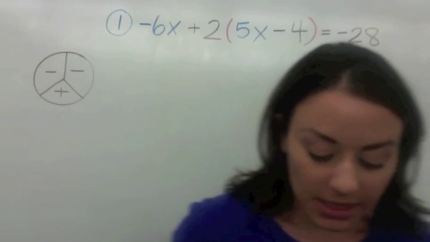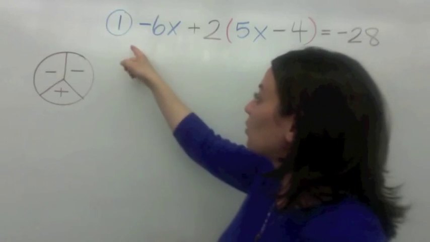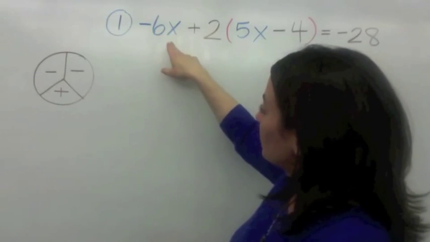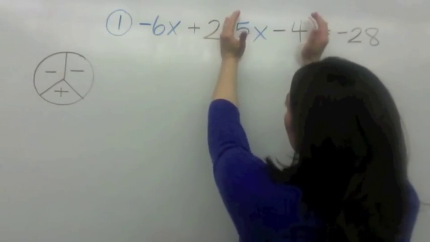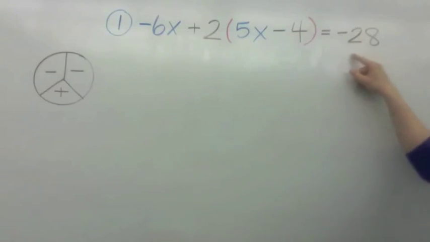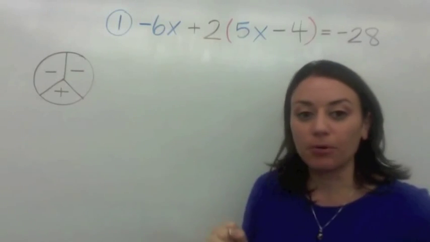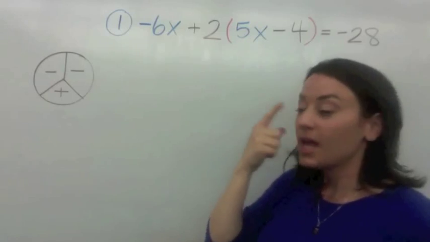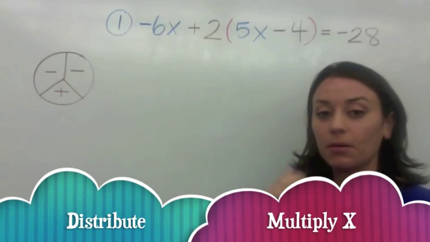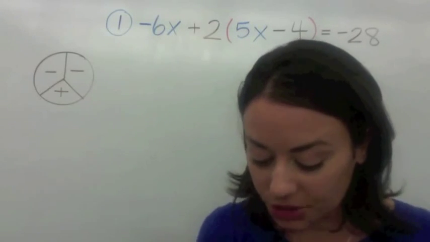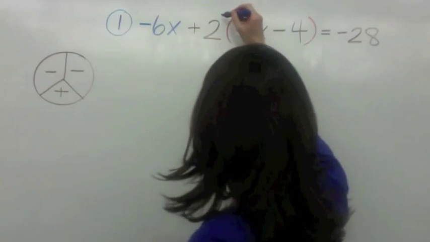So go ahead and read the equation with me. This is number 1 on your worksheet. It says negative 6x plus 2 multiplied by the quantity of 5x minus 4 equals negative 28. Okay. So what are these called? These are called parentheses. When you see parentheses, and there is a number outside the parentheses, what do you have to do? You have to distribute, multiply. Exactly. When I say distribute, multiply, the wave tells you to multiply.